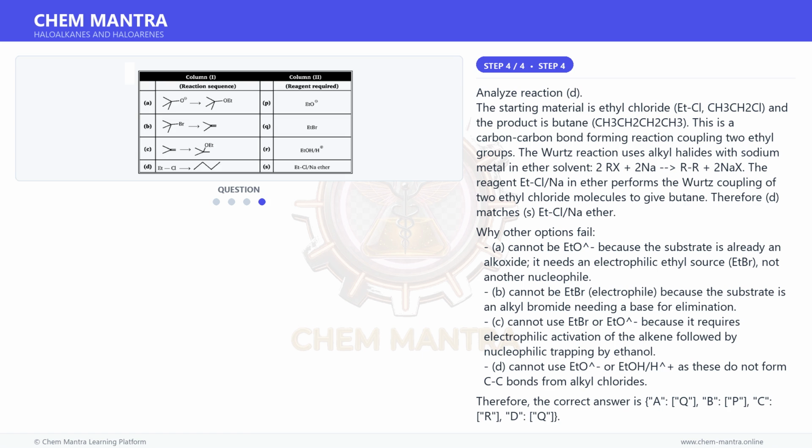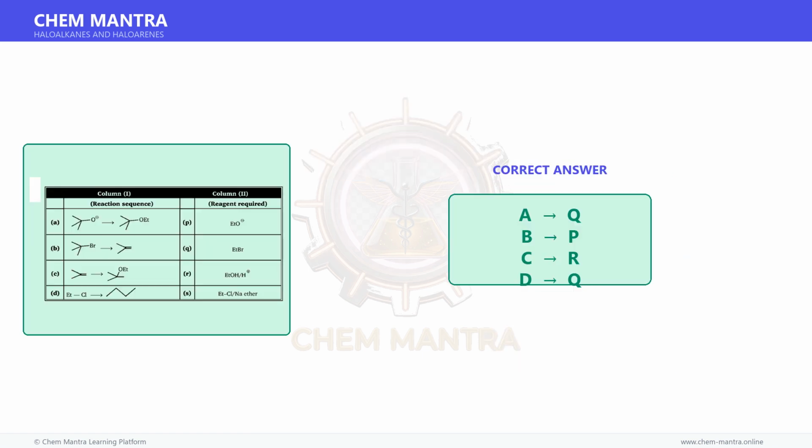Therefore, the correct answer is A Q, B P, C R, D S. The correct matching is A matches Q, B matches P, C matches R, D matches S.